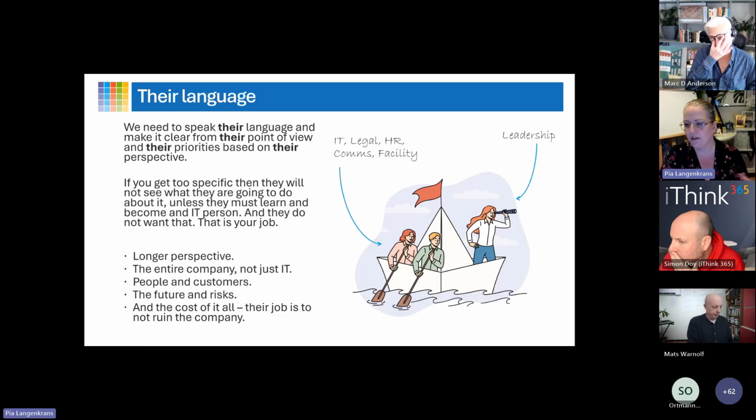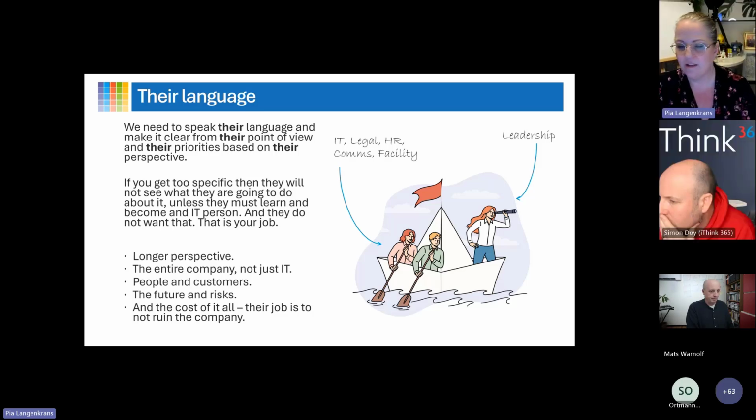They just see, okay, if I learn all of these things, if I understand everything that you're talking about, that would mean that I'm an IT person, and I don't want to be that. And that's your job. My job is to be a leader. My job is not to be in tune with every technical detail. So if we're talking about things that are too detailed.